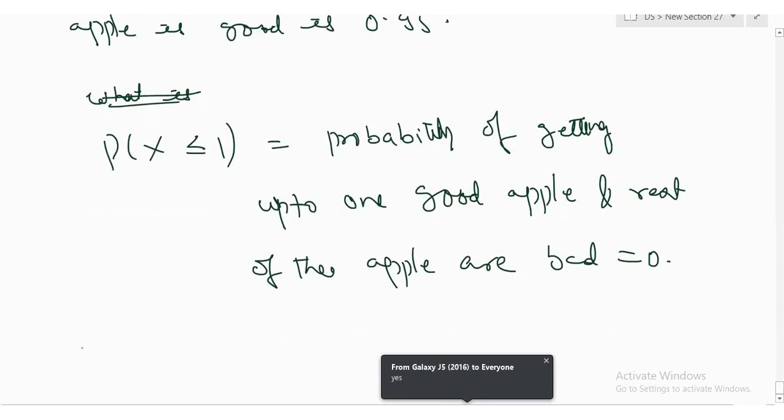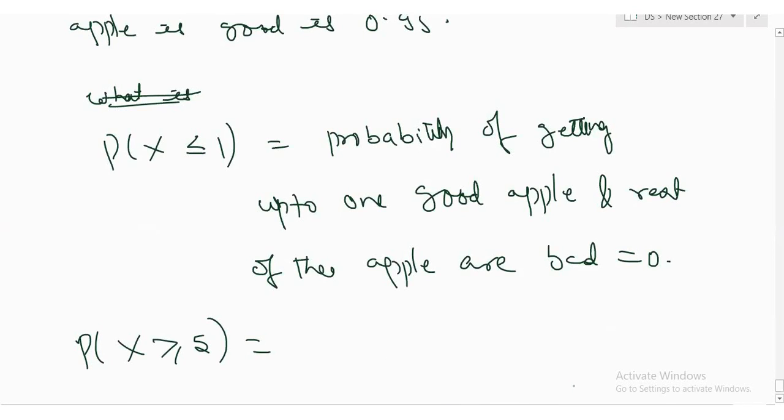What about this? Probability of getting, out of 20 good apples, what is the chance that I am going to get at least 5 good apples? 100%, right? Because he is keeping the majority of the times good apples only. Hope this is clear. Is this clear or not? If this is clear, guys.